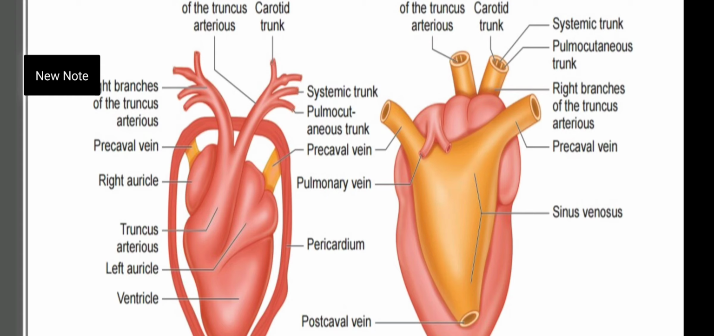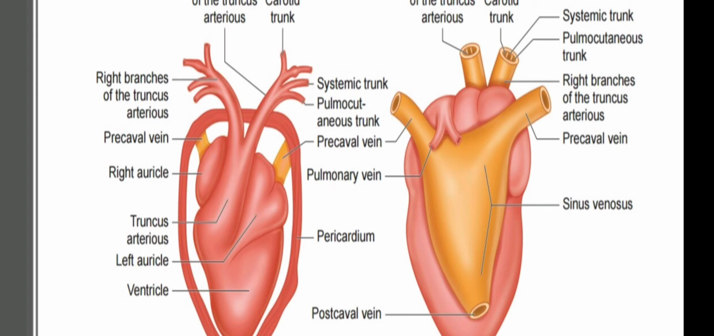Carotid trunk supplies blood to the anterior region, and the systemic trunks posteriorly join to form the dorsal aorta. They supply blood to the posterior part of the body. Pulmocutaneous trunk supplies blood to the lungs and skin; pulmo means lungs, cutaneous means skin.